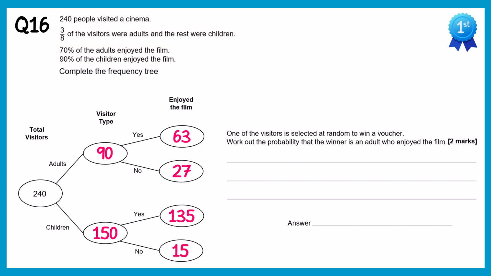For the final part of the question, one of the visitors is selected at random, and we need to work out the probability that the winner was an adult who enjoyed the film. Well, we can see the number of adults that enjoyed the film was 63. We need to write this as a fraction of all of the people that we could have selected from, which is all of the people, which is 240. So the answer is 63 over 240.